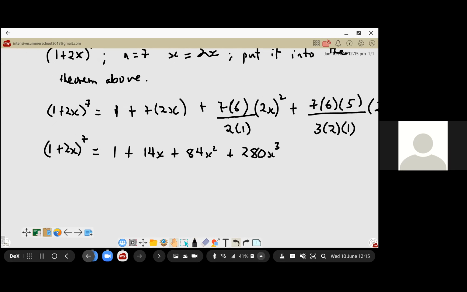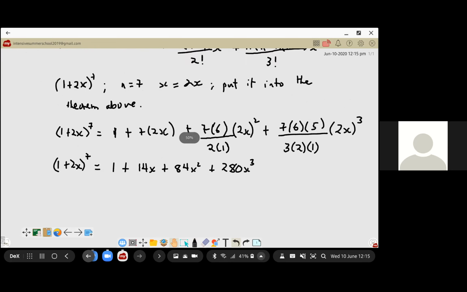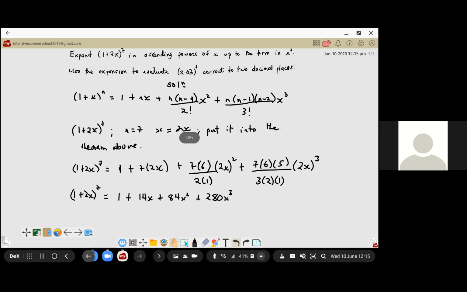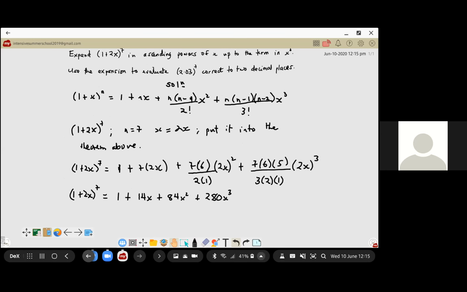So we have to move to the question again. The question says we should use the expansion that we've done to evaluate 2.03 raised to the power 7 and correct it to 2 decimal places. So how do we do that?